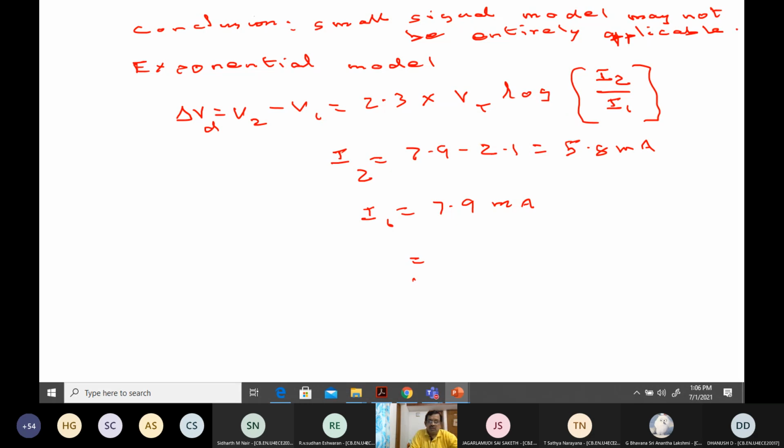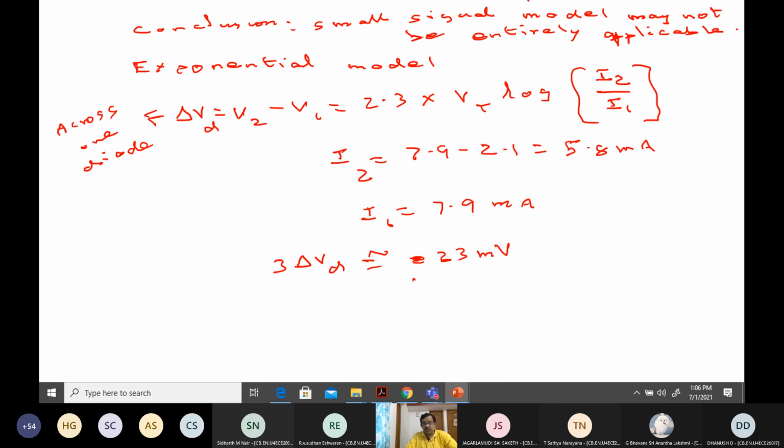Just a second. You can check it also. You will get roughly about 23. Remember, this is across one diode. So across 3 diodes, I have to get 3 delta Vd. 3 delta Vd will be equivalent to roughly about 23 millivolt.